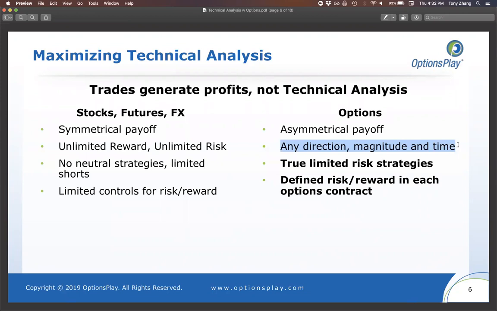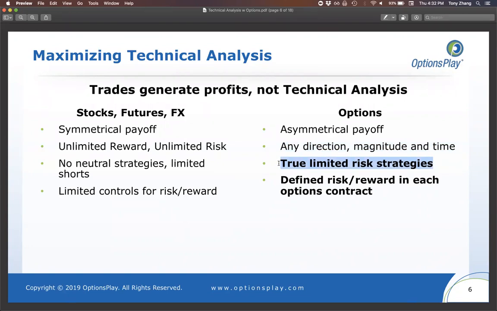That cannot be said for any other market. And this is really the market that truly has limited risk, because when you buy a call or a put or a debit spread or even trade a credit spread, your risk is completely limited to the max risk of that trade when you enter that trade. No matter what happens to the market, you cannot lose more than that max risk.